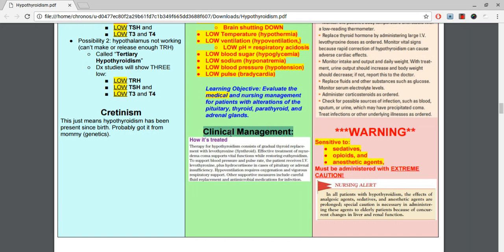hydrocortisone in cases of pituitary and adrenal insufficiencies. And if they're hypoventilating, then you're going to have to give them some oxygen support and respiratory support, okay? And you might also include fluid replacement to try to get that blood pressure up, and antimicrobial medications in case the cause is some kind of infection.